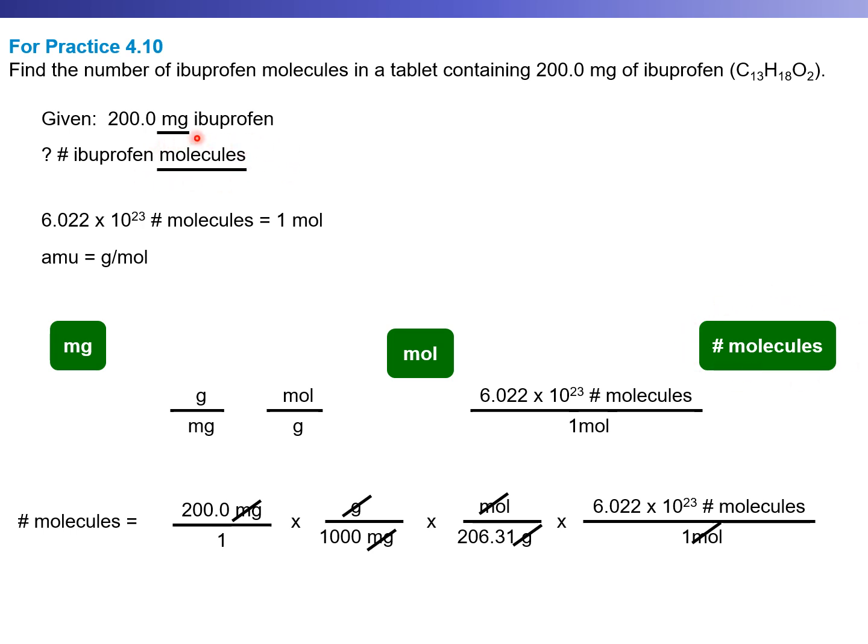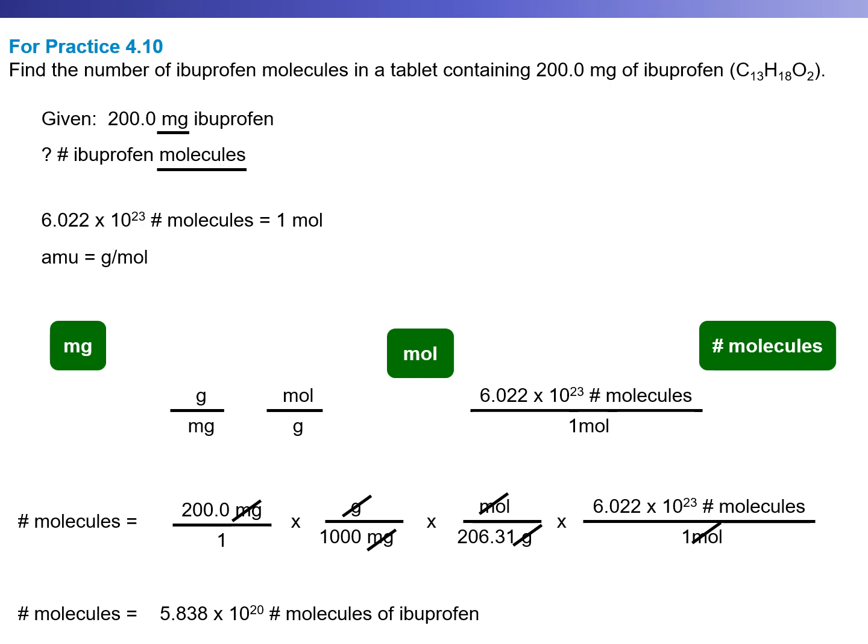Number of molecules. All right, now we're going to do the math, which means I'm going to multiply 200 by 6.022 times 10 to the 23rd, and then I'm going to divide it by 1,000, and then I'm going to divide it by 206.31. And when I do that, my number of molecules comes up to 5.838 times 10 to the 20th number of molecules of ibuprofen.